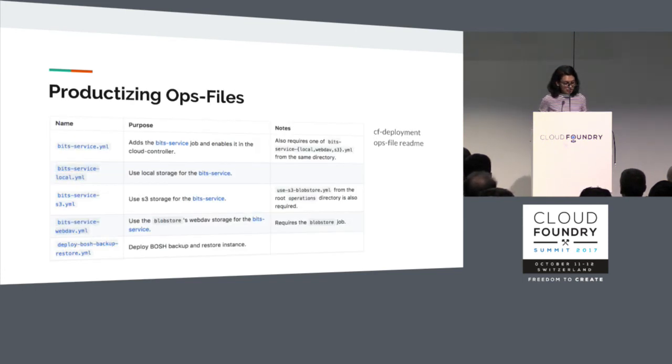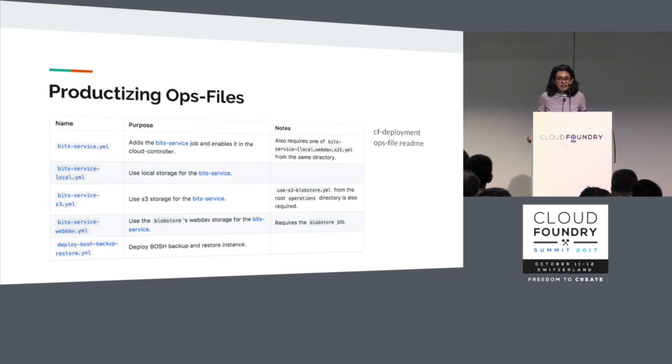And this is a screenshot from one of their GitHub readmes. They do a really good job of going over each and every single one of their ops files, what the purpose is, and exactly some of the gotchas or things that you should know about beforehand before you start using that ops file. I think this is a really awesome pattern and that we should move toward this.